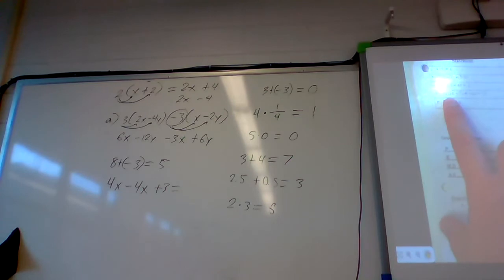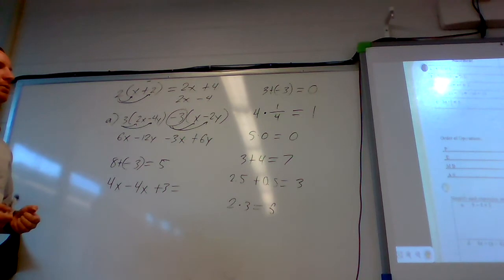Then we have D. We have negative 2 times 3x plus 7 equals negative 6x minus 14. What property is that going to fall under?